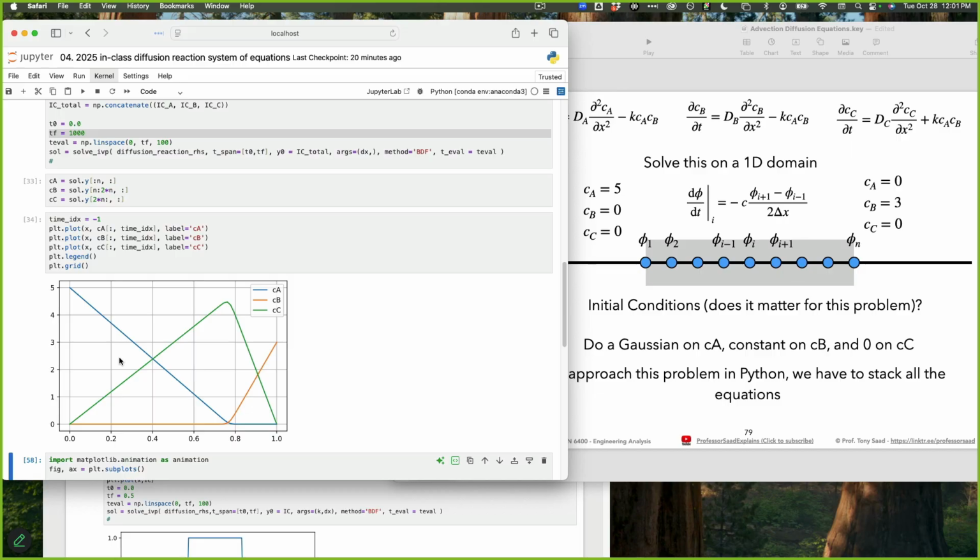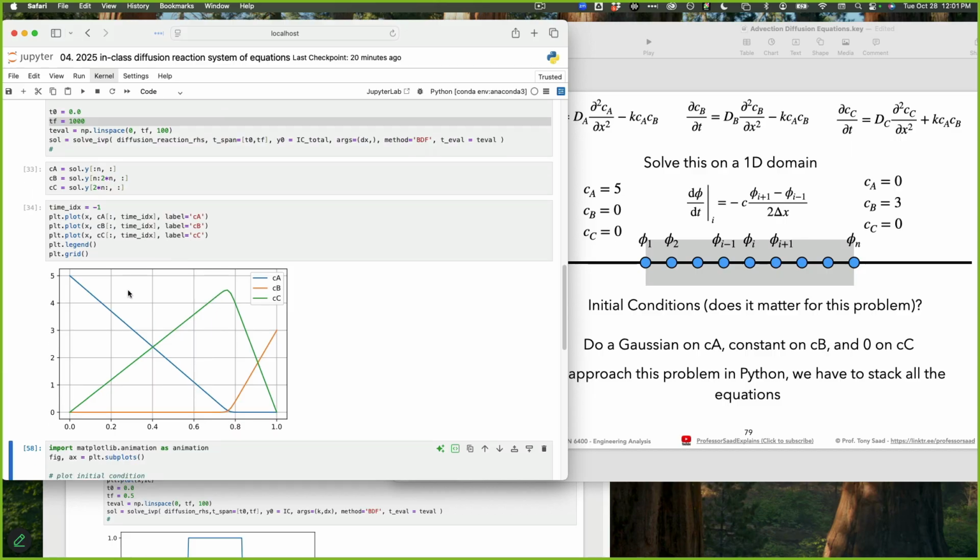Okay? So that's a peculiar case about these Dirichlet conditions. When you have a diffusion system with Dirichlet conditions, the initial conditions are not going to matter. Okay, think about the steady state condition. Okay, so this is really cool. Now, this is a system of nonlinear PDEs. And it just does the job, it just does work.